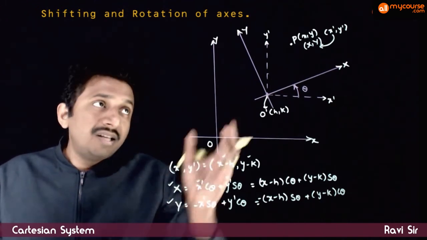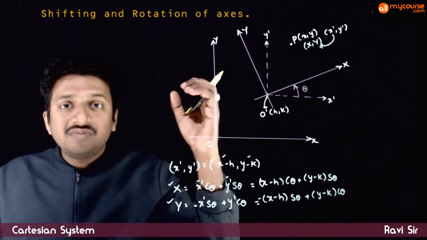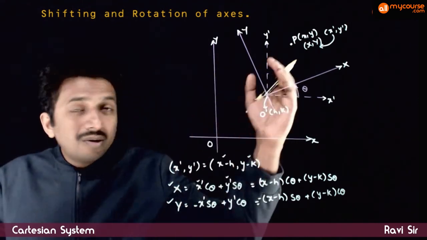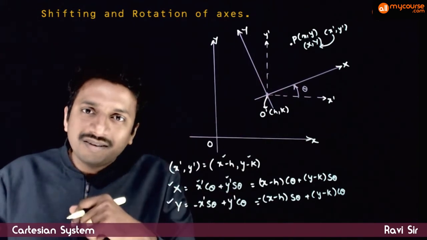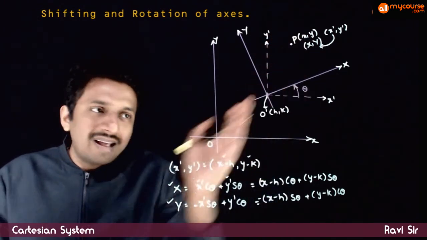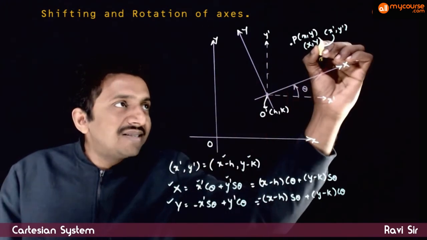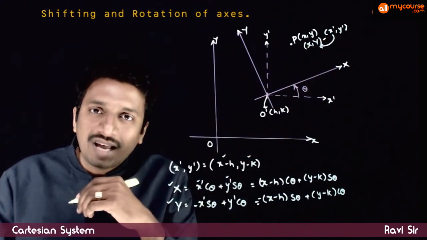So if you want the old coordinates in terms of new coordinates, we can just come back as we have gone forward. So how do we do this? Let us say that you have the new coordinates capital X and capital Y.